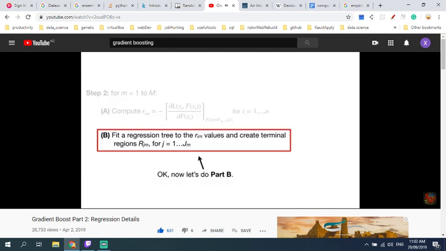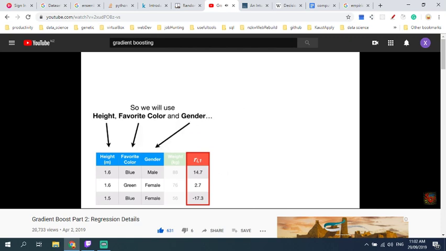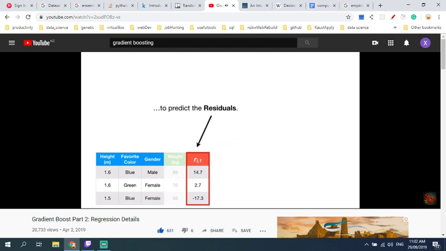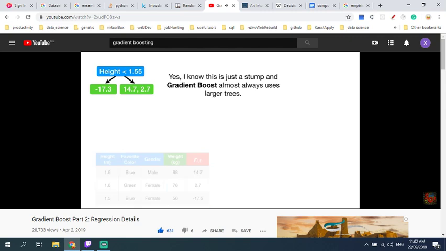Okay, now let's do part B. All this is saying is that we will build a regression tree to predict the residuals instead of the weights. So we will use height, favorite color, and gender to predict the residuals. Here's the new tree.